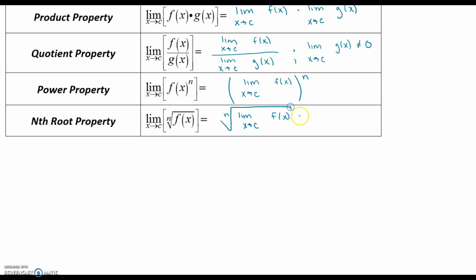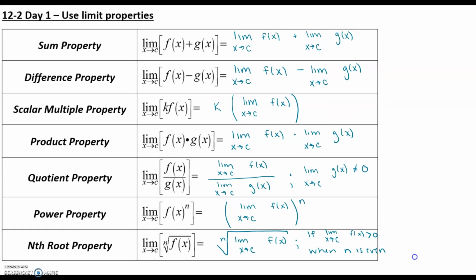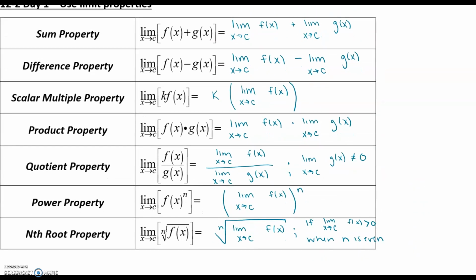And then this also has a little tidbit because it needs to be greater than 0. So this only works if the limit as x approaches c of f of x is greater than 0 when n is even. Which, again, should be intuitive. It's just following the regular properties that you already know. And that's it. Like I said, a lot of them are intuitive.